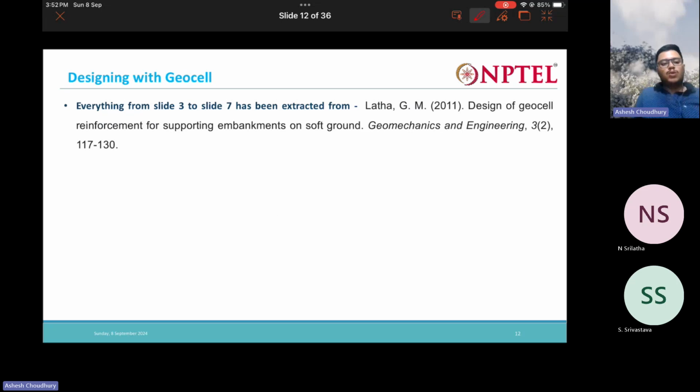Okay, so whatever we saw now from slides 3 to 7 has been extracted from the paper by Professor Madhavi Latha, 2011, Design of geosynthetic reinforcement for supporting embankments, Geomechanics and Engineering. So I suggest that you please go through this paper. Some design examples are also given in this paper. If you read the paper very nicely, everything is clearly given, all the steps are given, and one design example is also solved, so everything will be clear to you. Okay.